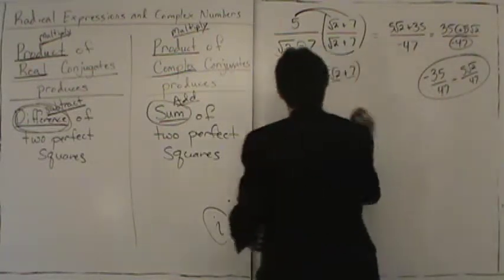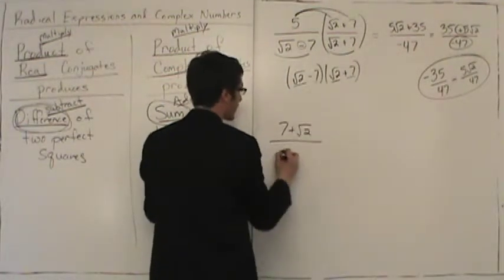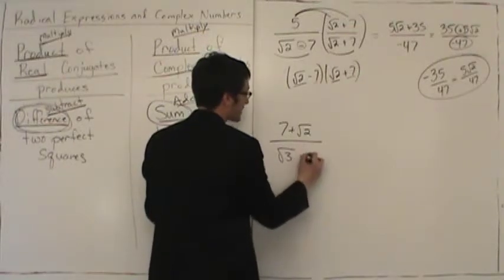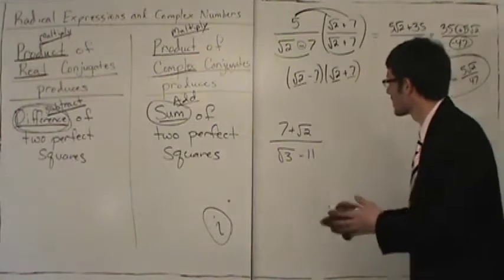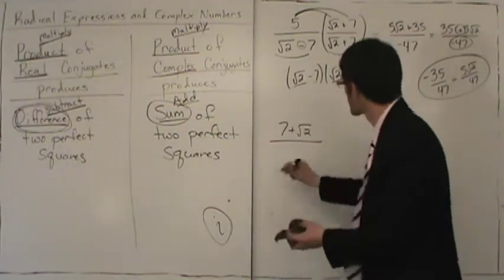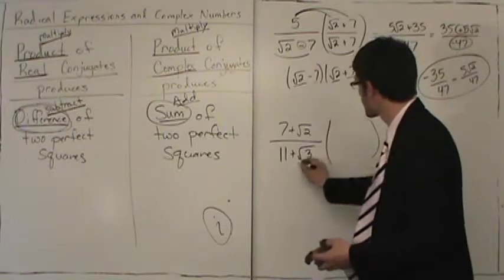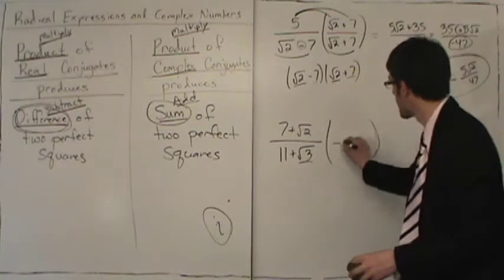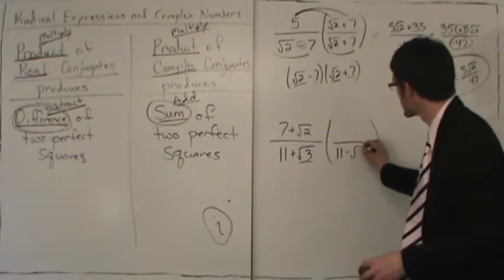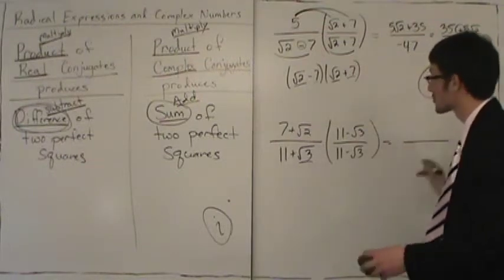One more. If you're looking at 7 plus root 2 over root 3 minus, say, 11. In this case, well, let's do 11 minus root 3, or 11 plus root 3. 11 plus root 3. Okay, if there is a radical in the denominator and there's addition, we multiply by the conjugate of the denominator. So we're going to multiply by 11 minus root 3 and 11 minus root 3. Now the bottom, we can use our trick.